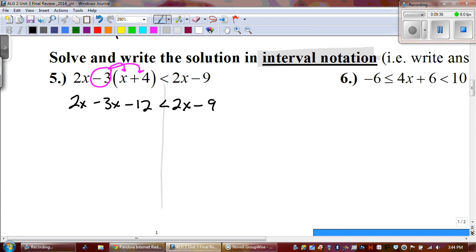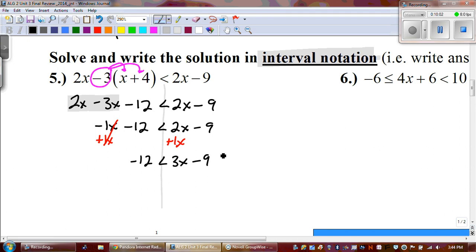Okay. On the left-hand side, we need to combine like terms, and we get negative 1x minus 12 is less than 2x minus 9. Okay, and we talked about how you need to move the smaller variable. So I'm going to add the 1x to the other side, and we get negative 12 is less than 3x minus 9.